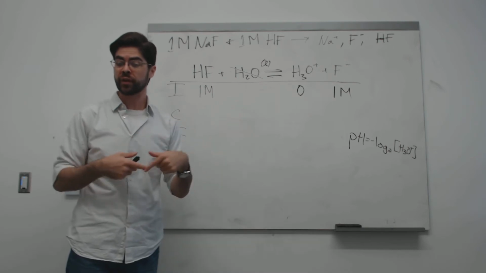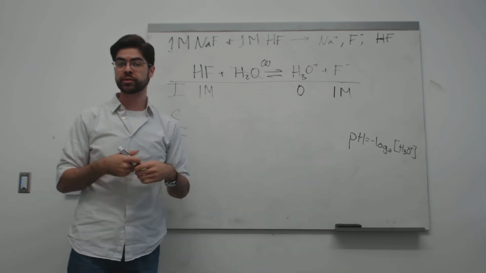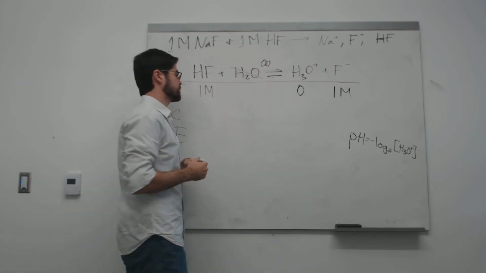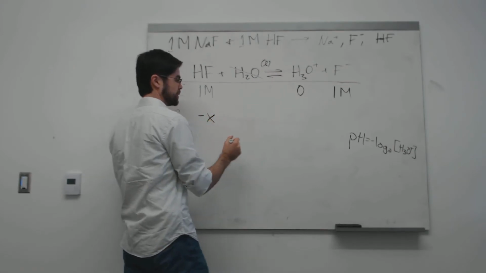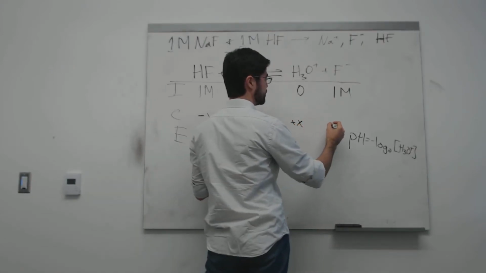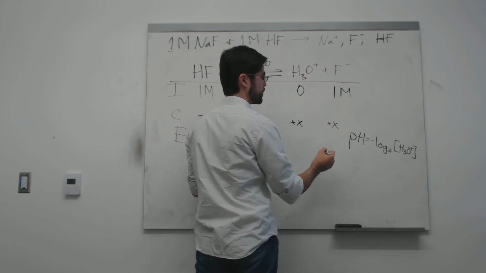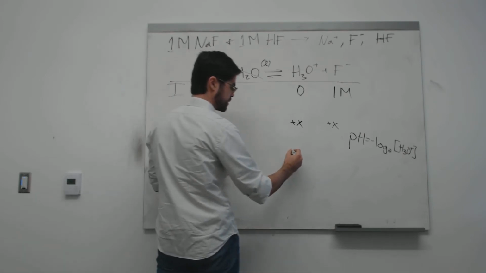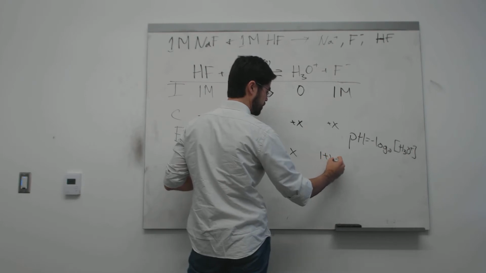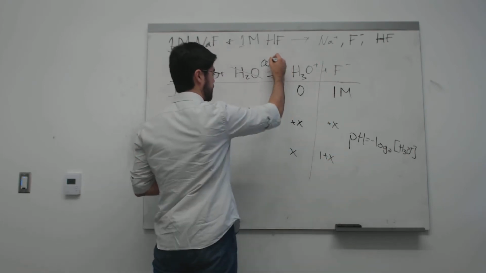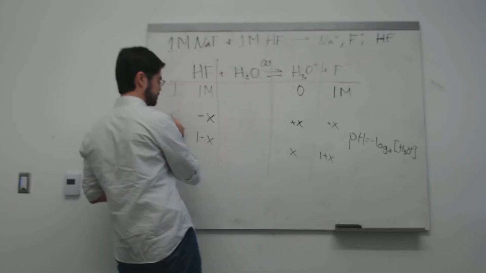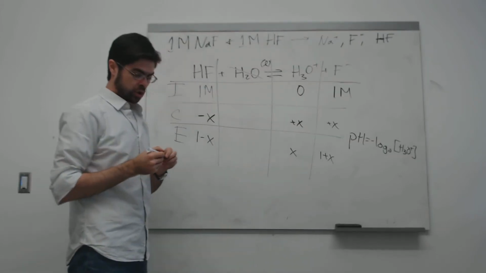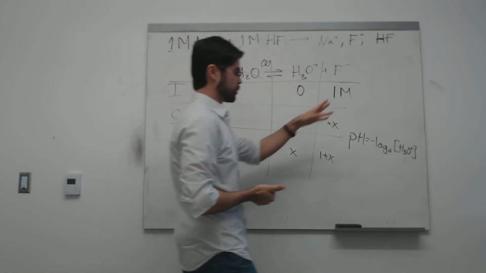It's going to shift a little bit because I don't have enough of one of my products. So I should shift and produce some products. I should shift and produce some hydronium. So this is going to go down by a little bit. This is going to go up by a little bit. And this is going to go up by a little bit. So my equilibrium concentrations are 1 minus x, x, and 1 plus x. So these are my equilibrium expressions. So let me work with that. I'll work with that over here.